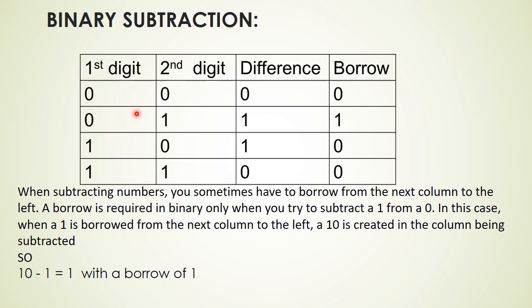So the most important part in this is that if the first digit is less than the second digit, then I take a borrow, and this borrow is not making it 10, it will make it 2, and 2 minus 1 gives me 1. I am highlighting it here that 1 0 minus 1, you cannot read it like 10 minus 1. It is 1 0 meaning 2 minus 1 gives you 1.